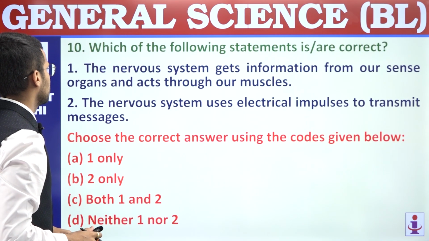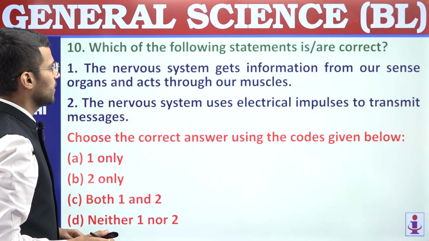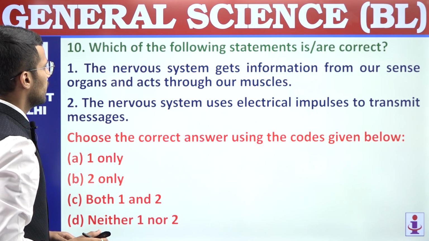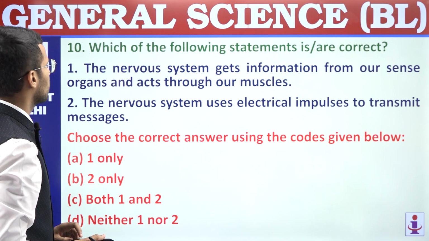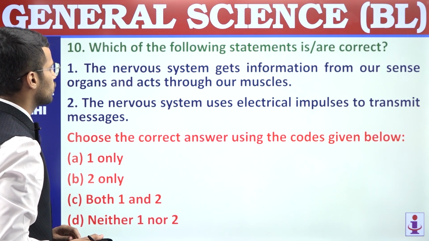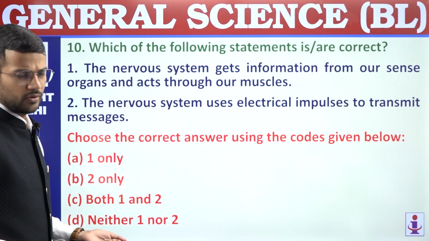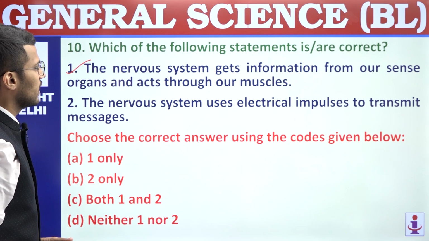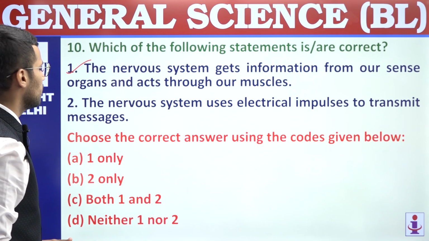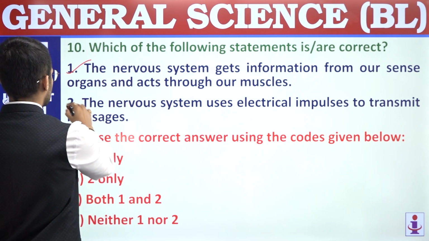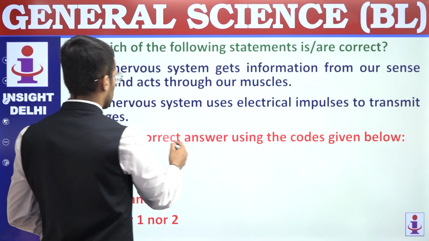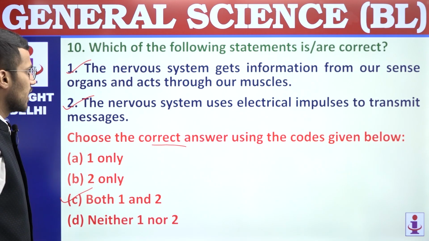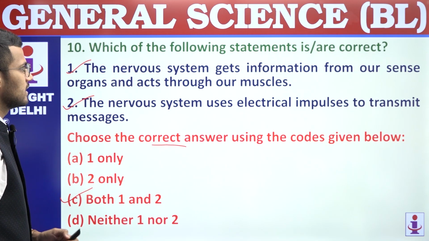Next, question number 10. Which of the following statements are correct? First, the nervous system gets information from our sense organs and acts through our muscles, right? So correct statement. Second, the nervous system uses electrical impulses to transmit messages, right? So this is also a correct statement. We are supposed to find out correct statements only. Answer is C, both 1 and 2. Question number 10, answer is C.